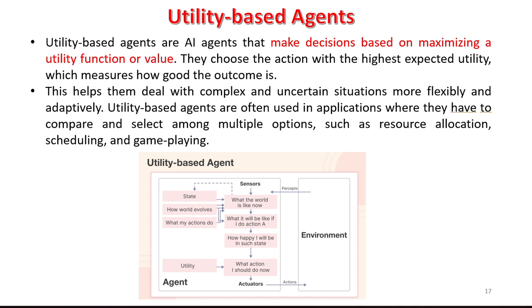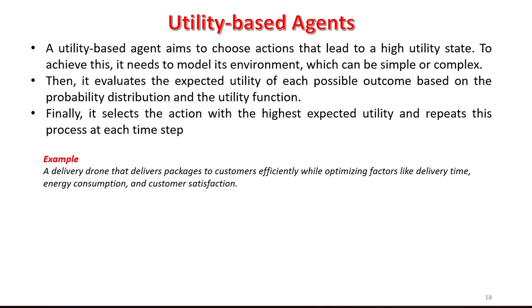The utility-based agent is often used in many applications where they have to compare and select multiple options, such as resource allocation, scheduling, and game playing. So in all the ways we are using the utility-based agent. For example, a delivery drone delivers packages to customers efficiently while optimizing factors like delivery time, energy consumption, and customer satisfaction. Utility-based agents choose the action that leads to the high-utility state. To achieve this, it needs to model its environment, which can be simple or complex. So it comes under utility-based agents.